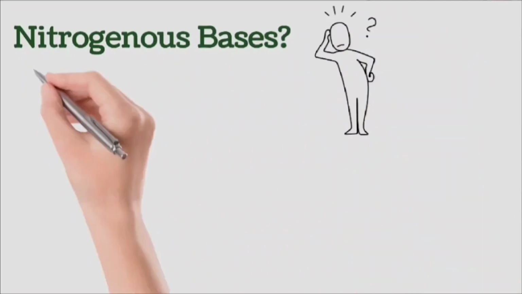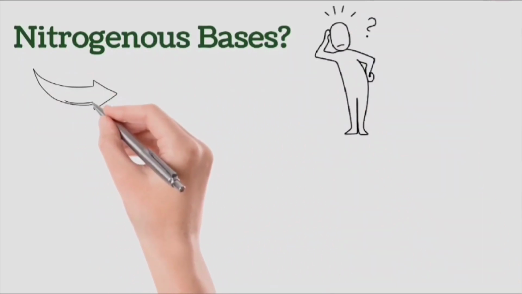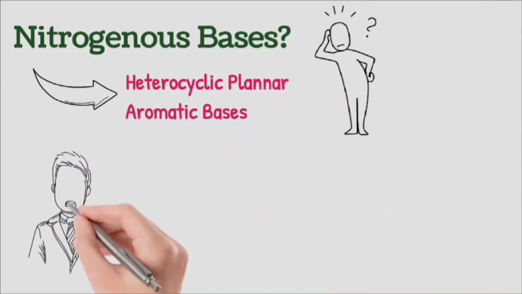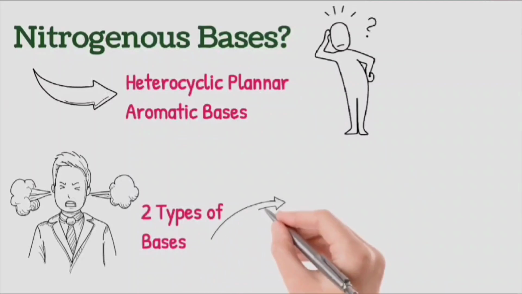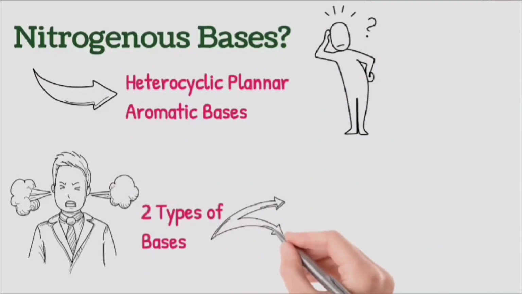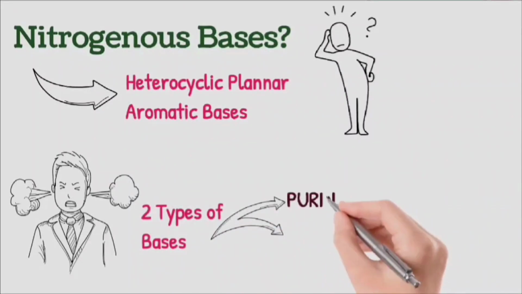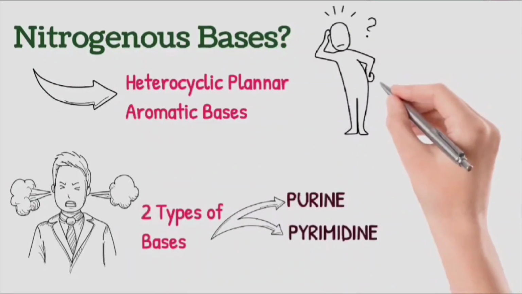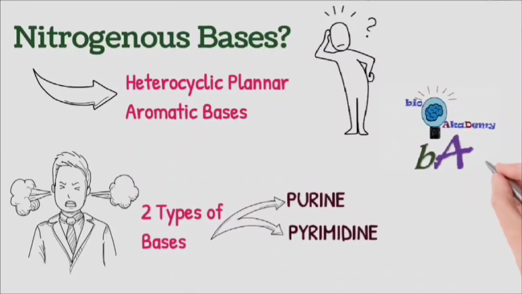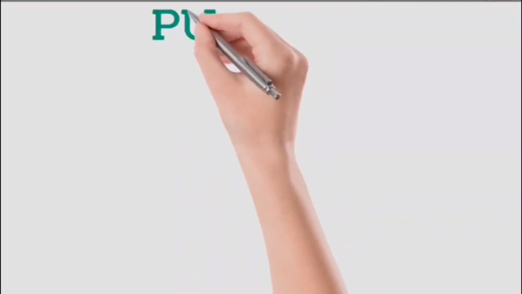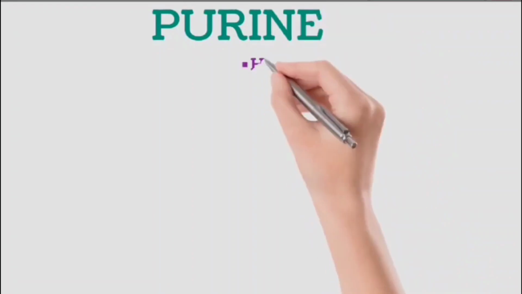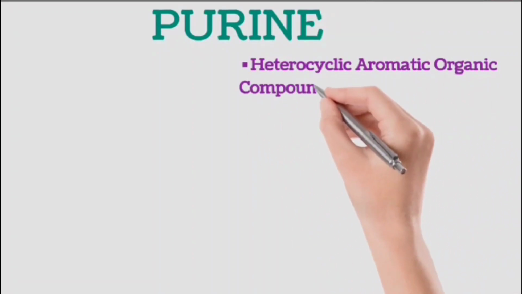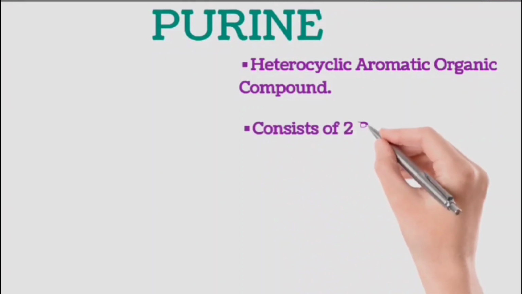Now, what is a nitrogenous base? It is a heterocyclic planar aromatic base, which is of two types, purines and pyrimidines. What is that? No need to worry. It is very simple. We will learn it in our next slide. So, purines. Heterocyclic aromatic compound means two cycles or two rings. You can see in the diagrams.